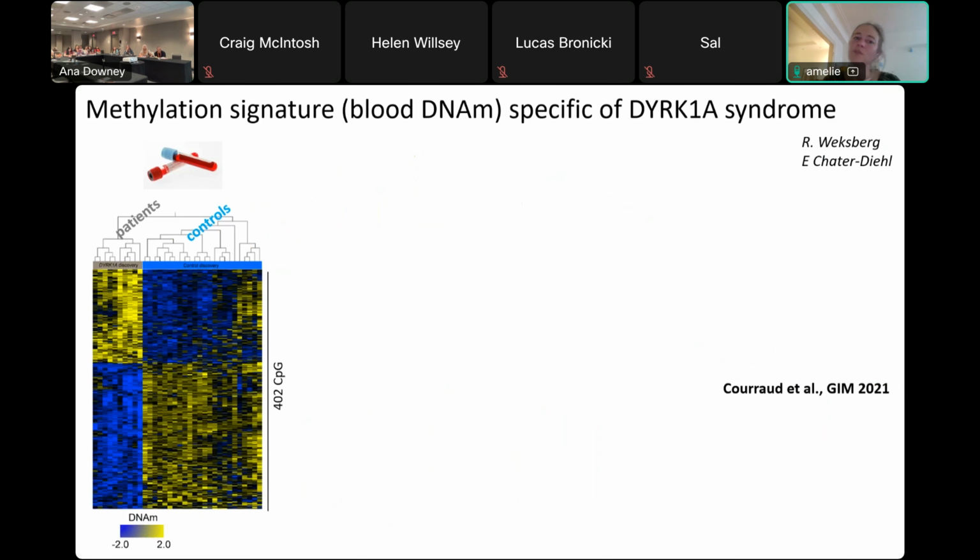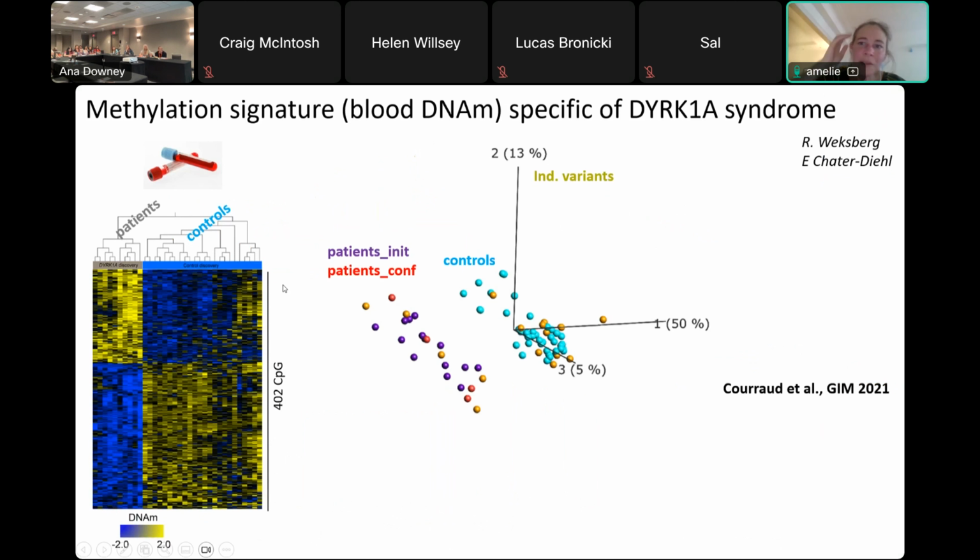But coming back to the DYRK1A syndrome, which is really caused by mutations that lead to a loss of DYRK1A activity, we know that DYRK1A can have a nuclear activity and can regulate proteins involved in chromatin remodeling. So we wanted to see, and we did that with a Canadian collaborator, Rosanna Wexberg, if in the DNA from the blood of the patients we can see a specific signature, a methylation signature that can be different between the patients and control individuals. And it was the case.